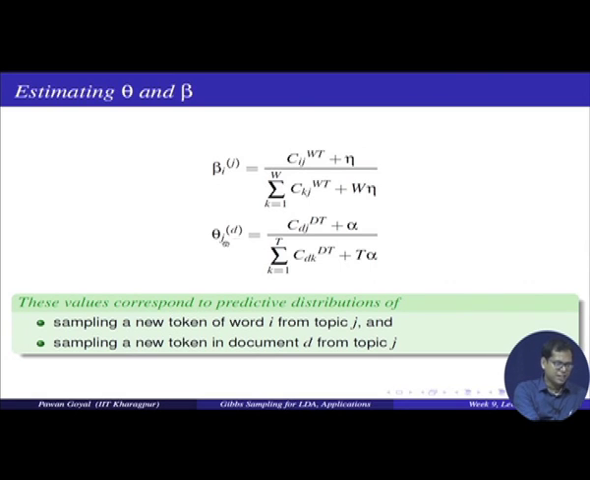Similarly, what is theta_jd? That is the probability of topic j under document D. It will be C_dj^DT plus alpha, divided by the summation over all topics, C_dk^DT plus T alpha. So once you have the Z, you can compute your beta and theta also. These values correspond to the distribution of sampling a new token of word i from topic j, and sampling a new token in document D from topic j.